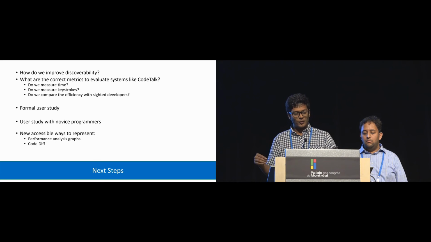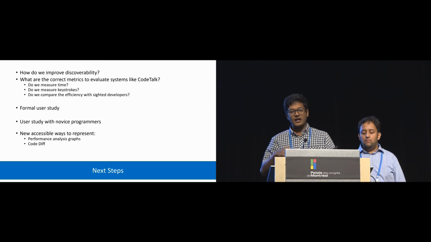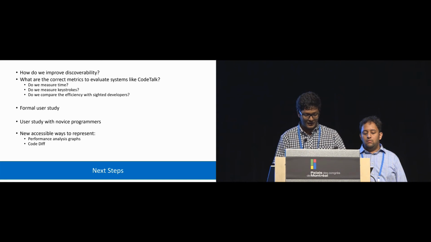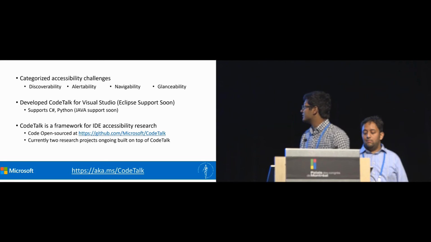And we also want to extend the envelope of CodeTalk, where we have accessible ways to represent performance analysis graphs and code diff and other things, so that we can give them a holistic tool for program development. So in conclusion, we categorized accessibility challenges into discoverability, alertability, navigability, and glanceability, which helped us systematically to solve the problems by developing CodeTalk for Visual Studio.